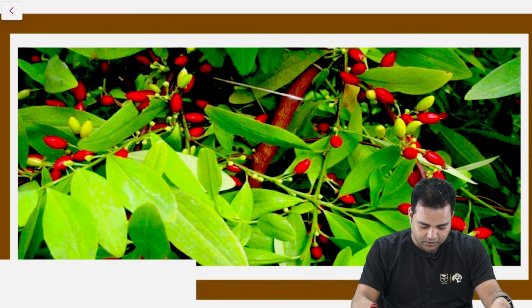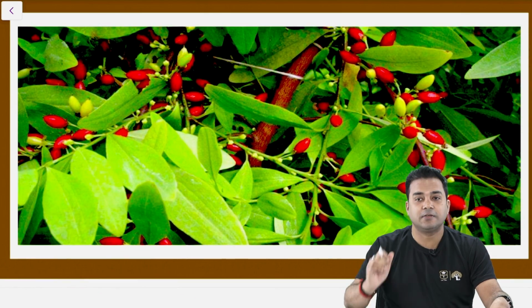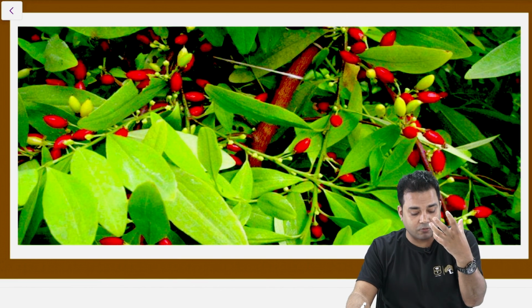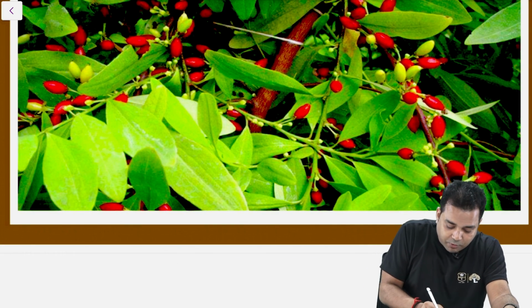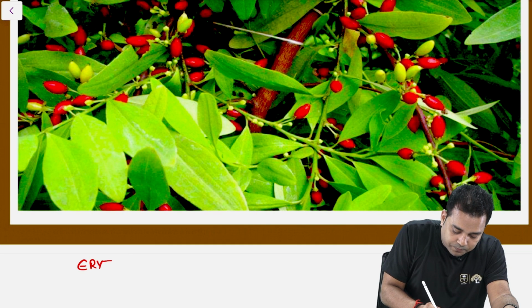Now what is this poison in the image being shown? This is how your cocaine plant looks. What is the name of this plant? Erythroxylon coca.